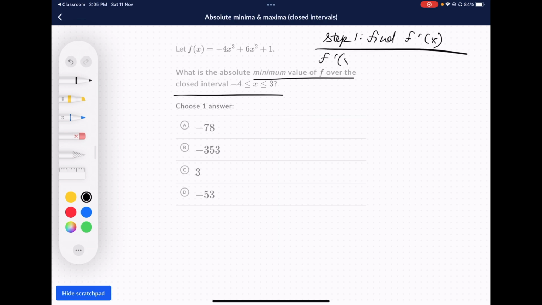To find the derivative, again use the power rule for each term in the equation. So negative 12x squared plus positive 12x, and again you can write 0 if you want, because the derivative of 1 is 0. Then for step 2, you have to find the critical points.